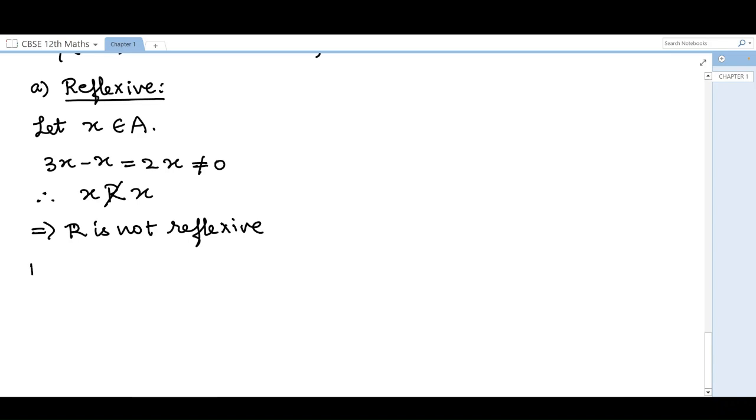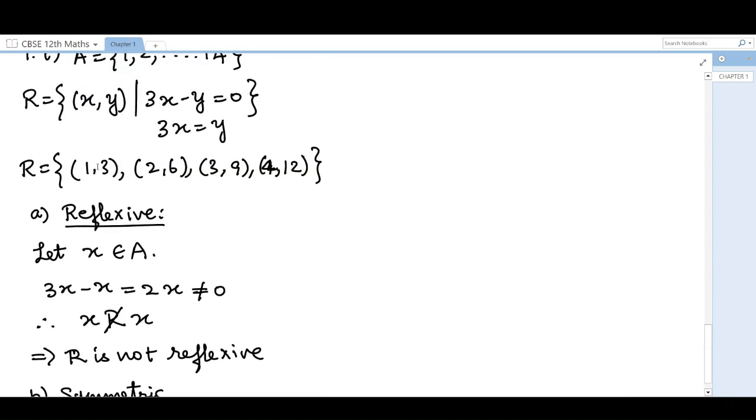Fine. Moving on to the second property, symmetric. A relation is said to be symmetric if a related to b, then b must be related to a. So if you take a pair from this relation, say (1, 3), then (3, 1) should be there. But we don't have (3, 1). Similarly, for (2, 6), we don't have (6, 2). Thus, what we could conclude is that for the elements in the set R, we don't have the elements such that a related to b implies b related to a. Therefore, this relation R is not symmetric.